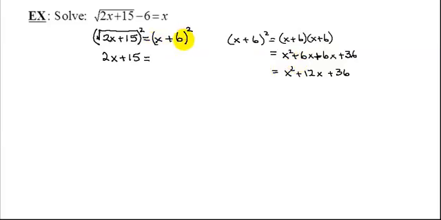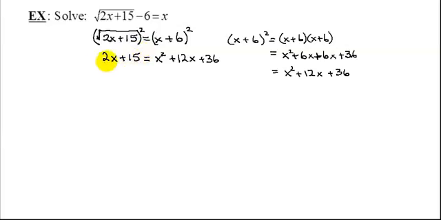I prefer to do it by what I call a shorter method, which is when you square a binomial, the answer is the first term squared. So if I take x and square it, I get x squared. Twice the product, so 2 times 6 times x is 12x. Plus the last term squared, 6 times 6 is 36. It doesn't matter whether you do it by this shorter method or by FOIL, as long as you get these three terms, that's fine. Now we've got rid of our radical.